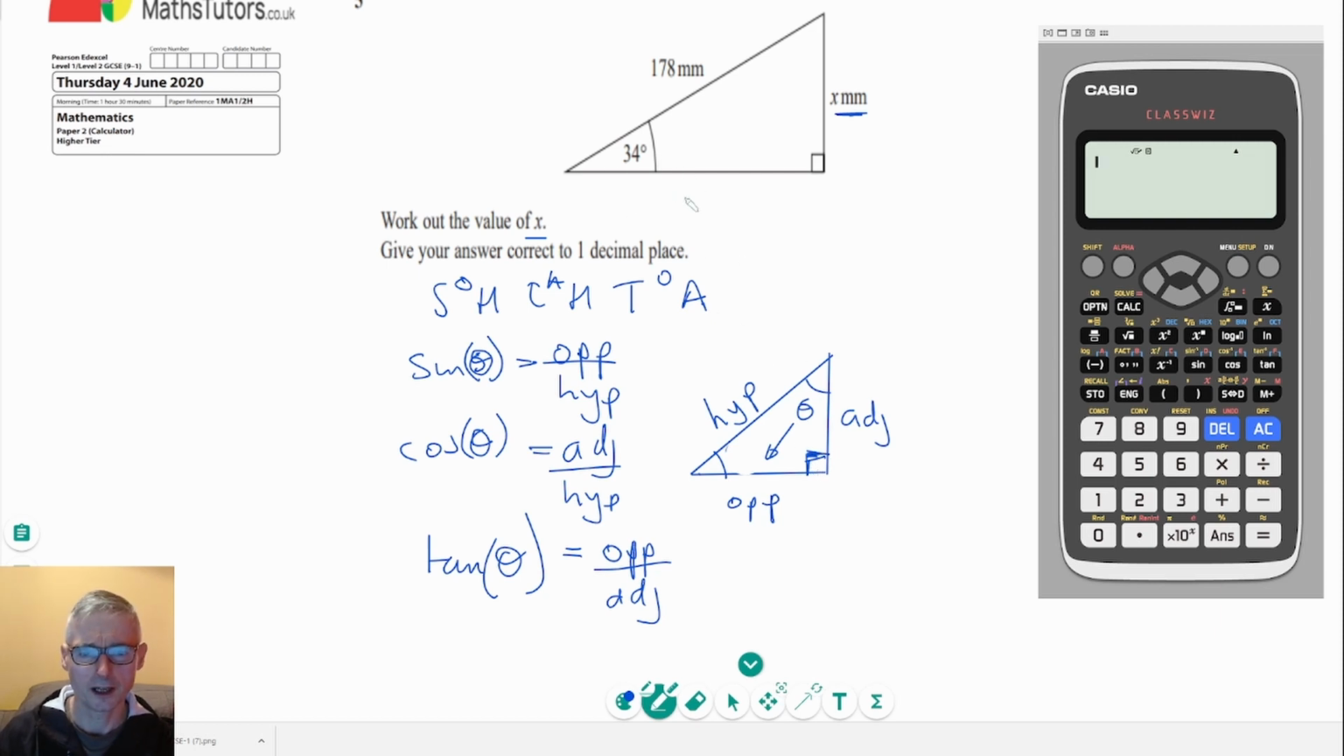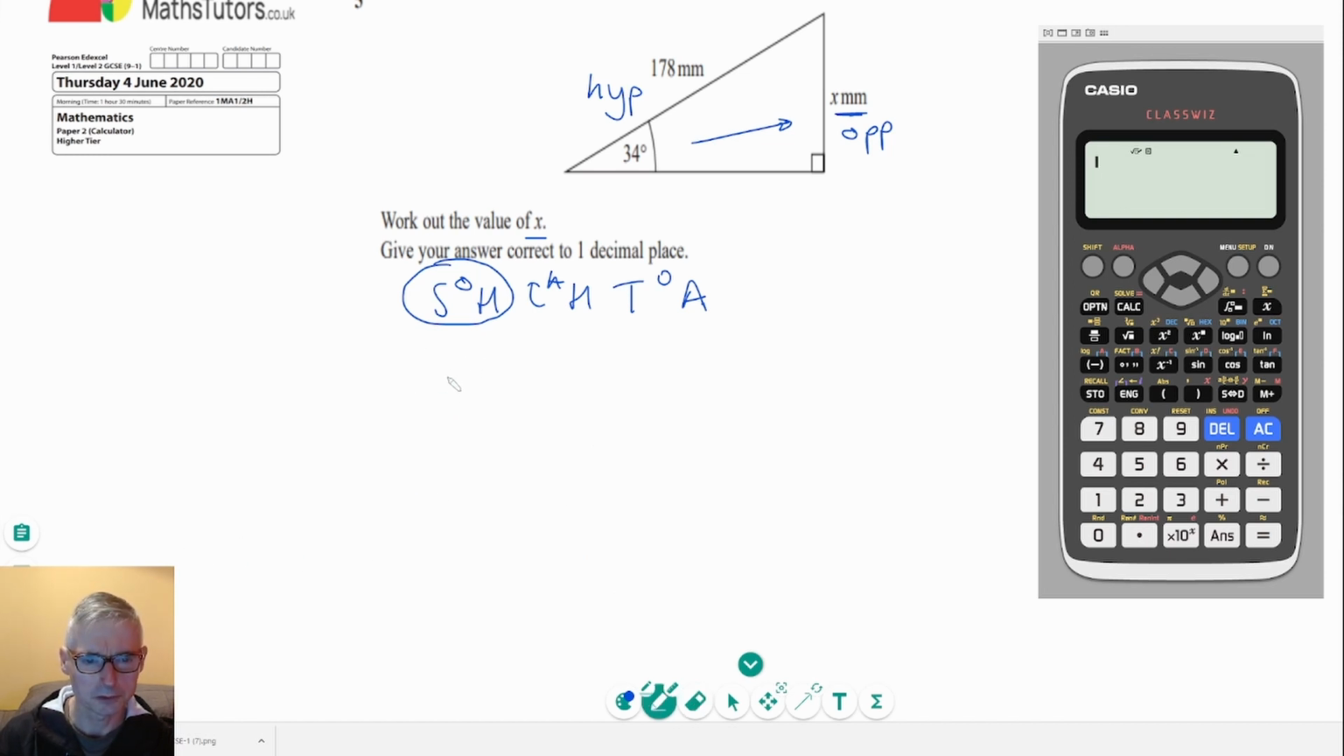So if we look at our triangle that we've got here, we are interested in finding the one that is opposite to the angle, and we're given the hypotenuse. So we need to decide which one are we going to use, sine, cos or tan, and we can see that sine will include the opposite and the hypotenuse. So I'm going to create an equation for that. I'm just going to make a bit of space here.